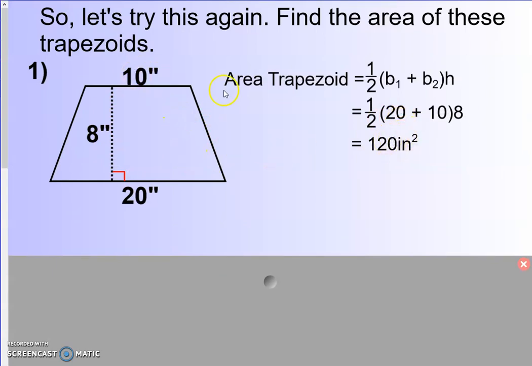And basically, if we had this formula, we could say the area of the trapezoid is 1/2 the sum of the bases times the height. So it's 1/2 the sum of the bases. One of these bases, it doesn't matter which one is base 1, is 20. The other one, base 2, is 10. And the height, look for the right angle, the height is 8. If you just plug these numbers into the formula, you get the area in seconds.